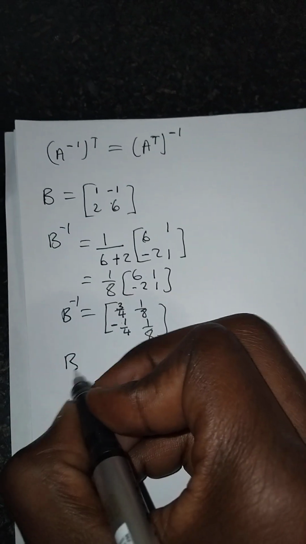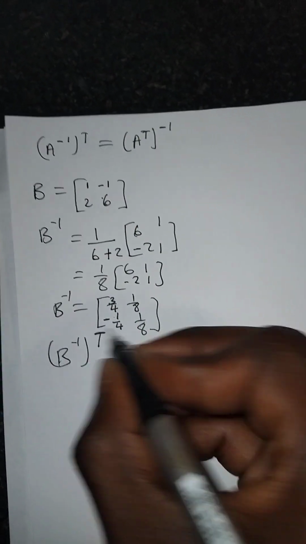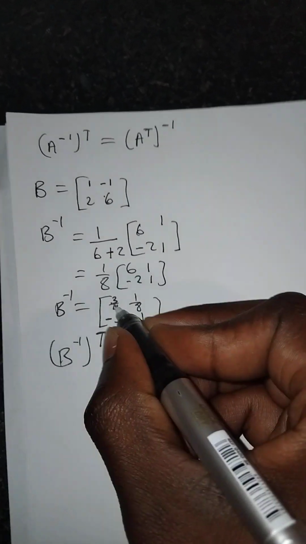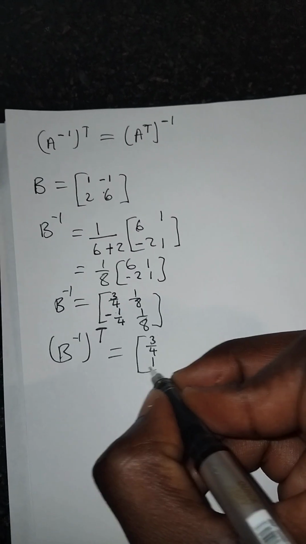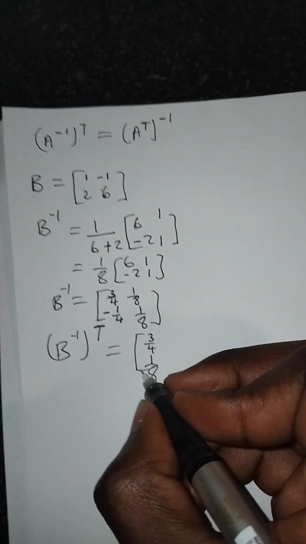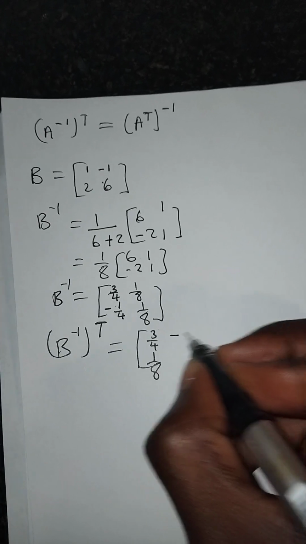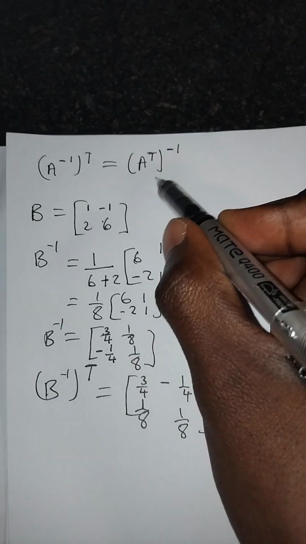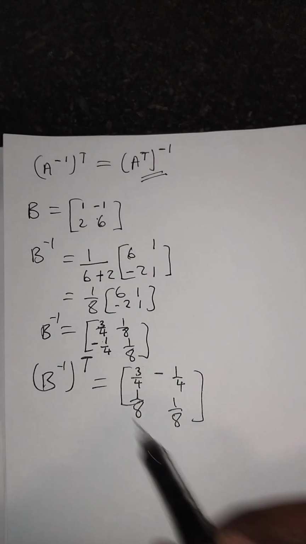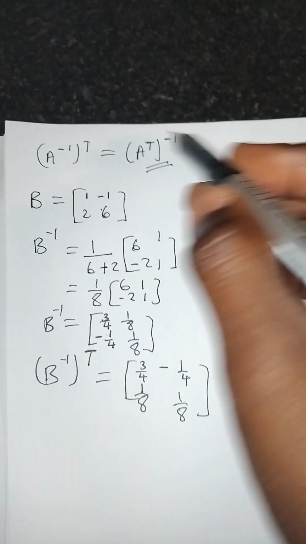Now we want the transpose of the inverse. So the transpose of that inverse, this row is going to become a column. So it's 3 over 4 and 1 over 8, like that. Then this row is also going to become a column there, minus 1 over 4 and 1 over 8. So now we want to find this and check if it's going to give us the same matrix that we got here. If that is the case, then we know that this statement holds, it's true.